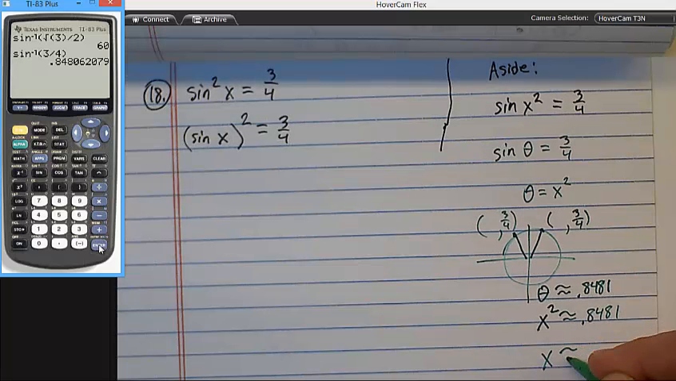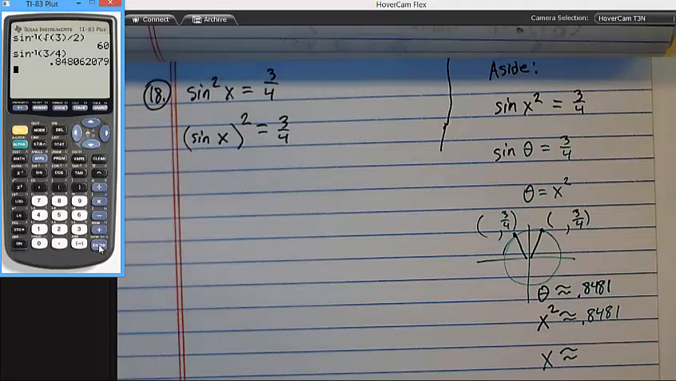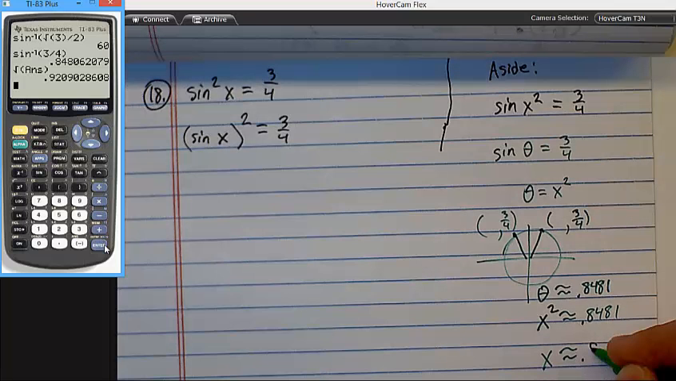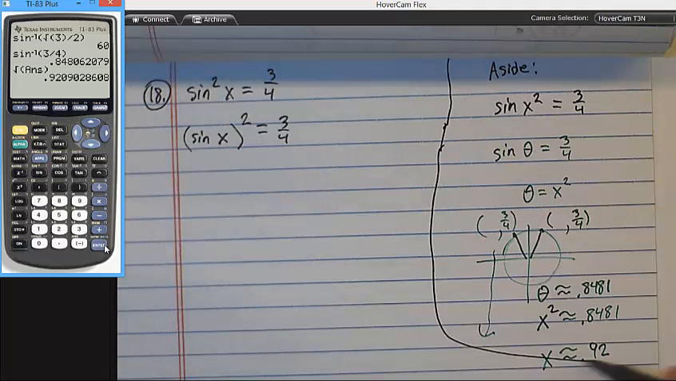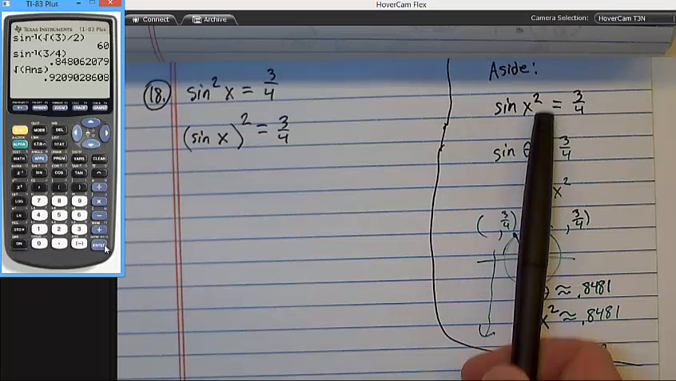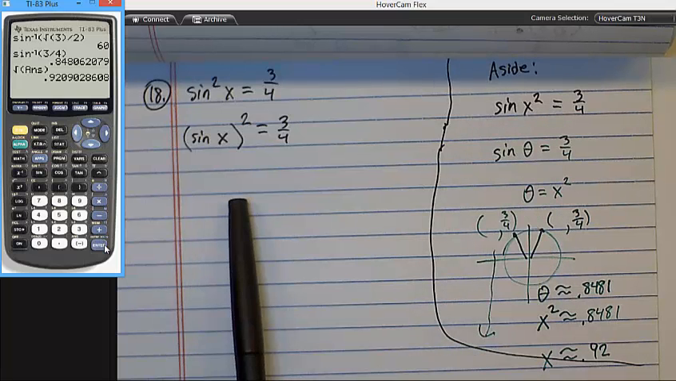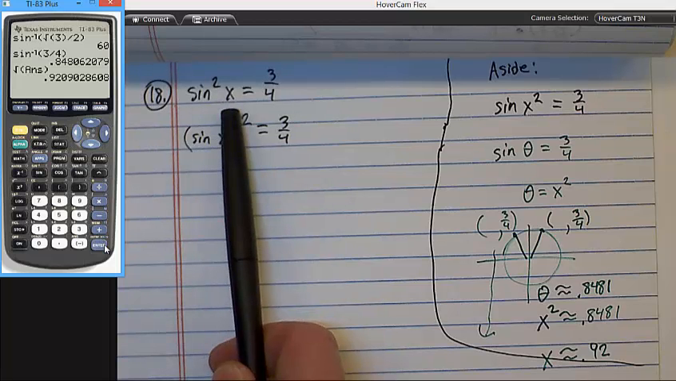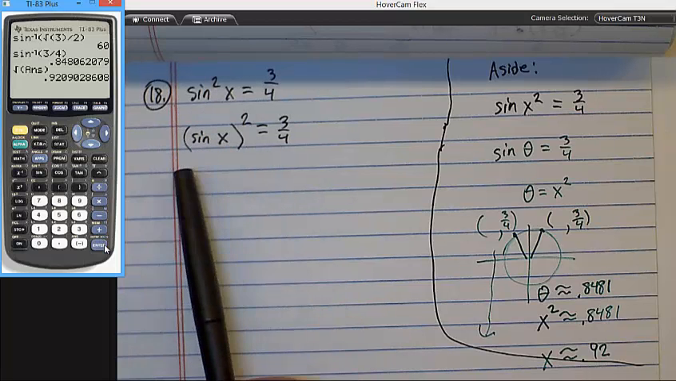And so one value of x, how would I get it? Sure, let's take the square root of the answer, right? Take the square root of what I just got. And that would be about 0.92. And then there'd be another answer over here. But that's not the problem that was in the book. Okay? I bring that up because sometimes we do this where we replace what was inside with a theta. But this is different. It's not the thing inside anymore that's being squared. It's the sine of x that's being squared.